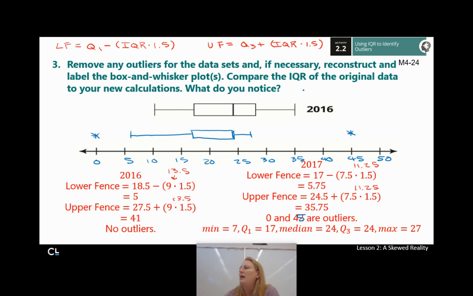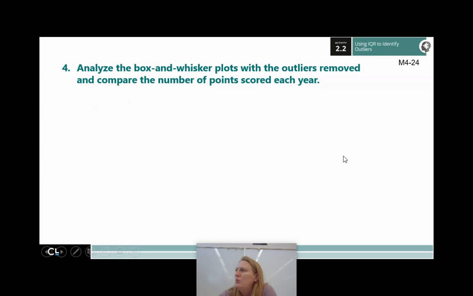Oh, and it does say to compare the interquartile range. My interquartile range changed as well, didn't it? Not a ton, but it changed a little bit. It changed to 7. Last thing, analyze the box and whisker plots with those outliers removed and compare. Do a new comparison. Now that we've pulled out those outliers, compare your 2 box and whisker plots. Hit pause to do that, and then hit play to keep the discussion going.